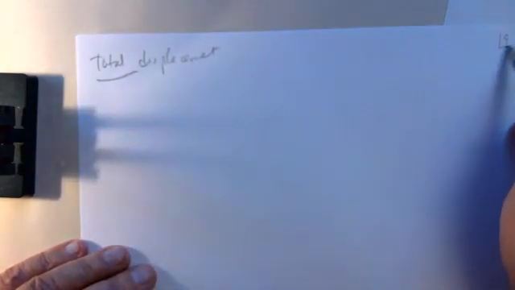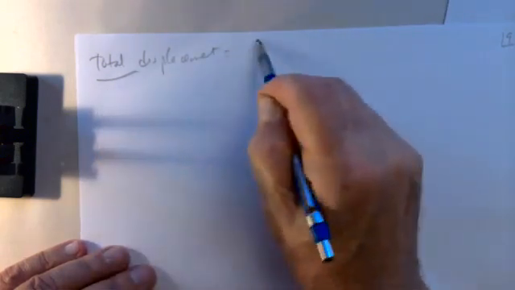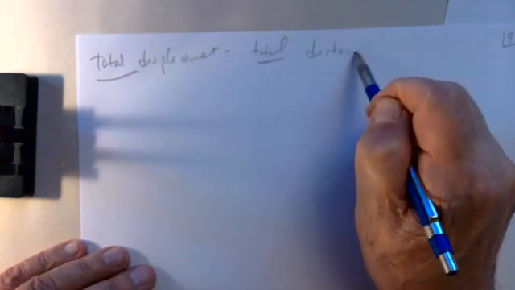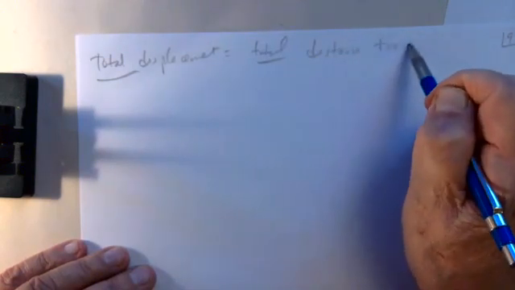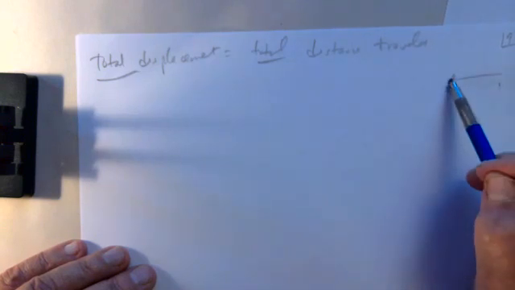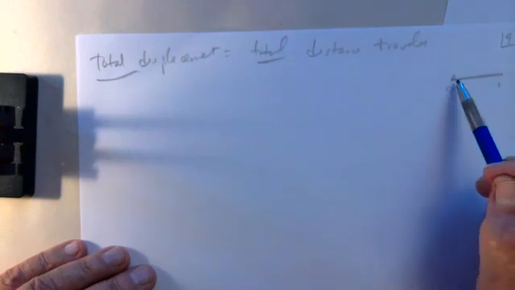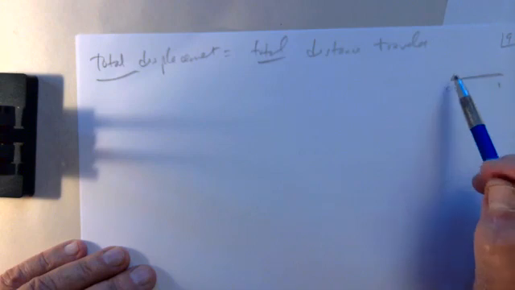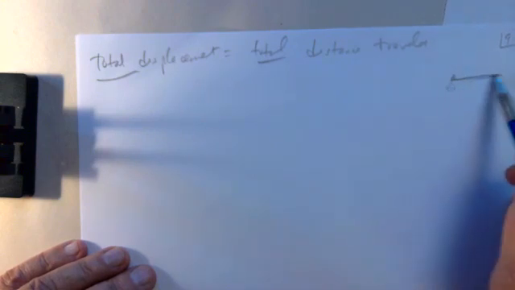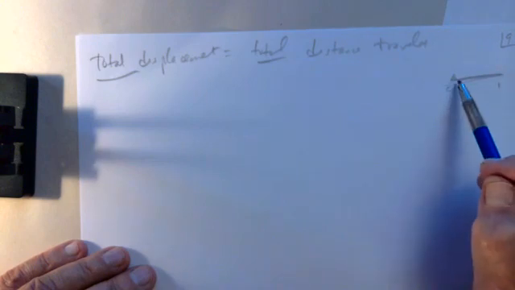As opposed to net displacement, or the total distance traveled. Again, if you go from 0 to 1 and back to 0, your net displacement is 0. You started at 0 and ended at 0. But your total distance is 1 to the right plus 1 to the left, which is 2.